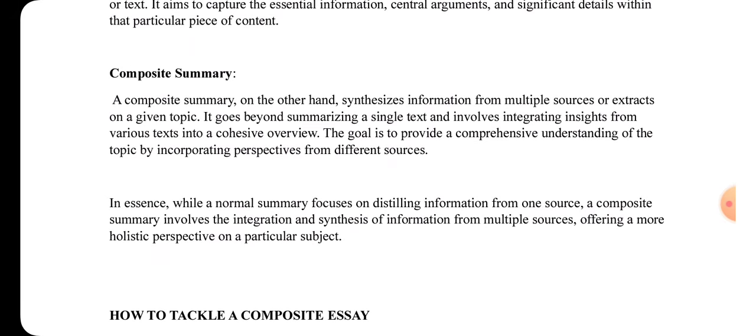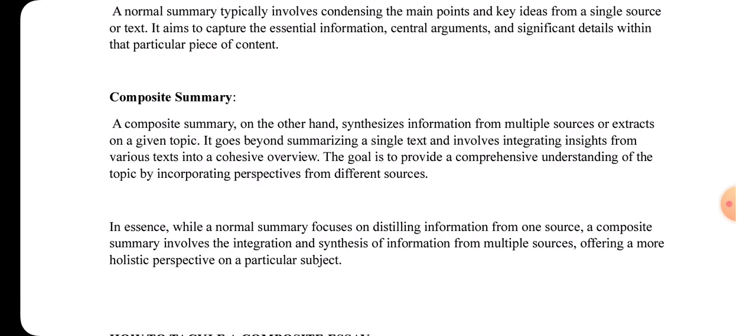But the composite summary also has some little similarities. Composite summary, on the other hand, synthesizes information from multiple sources or extracts. So here they won't give you a summary, but they'll give you extracts for you to summarize, to do this composite summary.